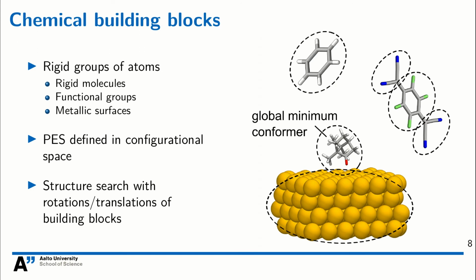We describe our atomic system using chemical building blocks. Here we basically encode our current knowledge of the system into these kinds of rigid components. They can be, for example, rigid molecules, some functional groups, or a surface slab model. The potential energy surface is then defined in a configurational space with respect to, for example, translations and rotations of the building blocks.